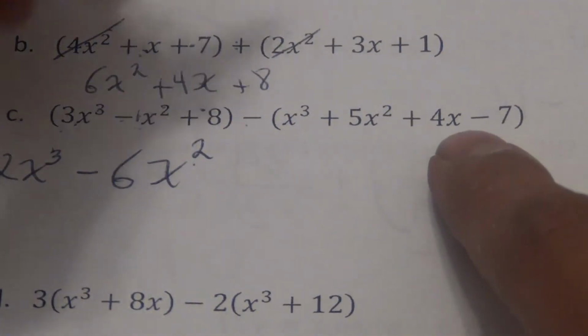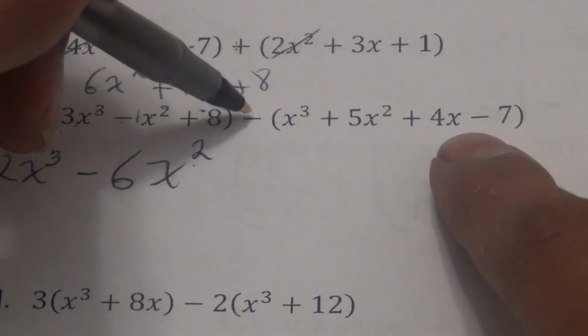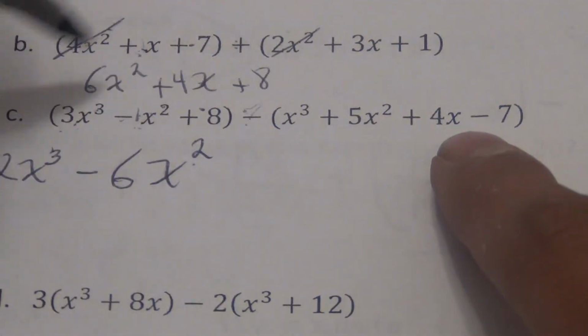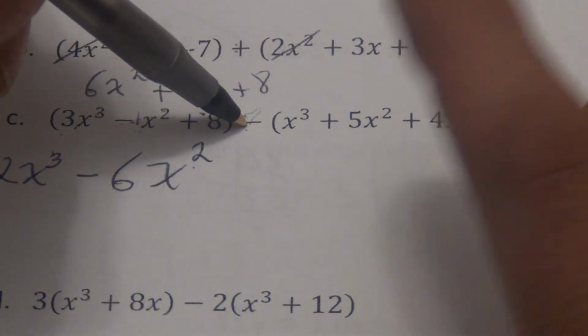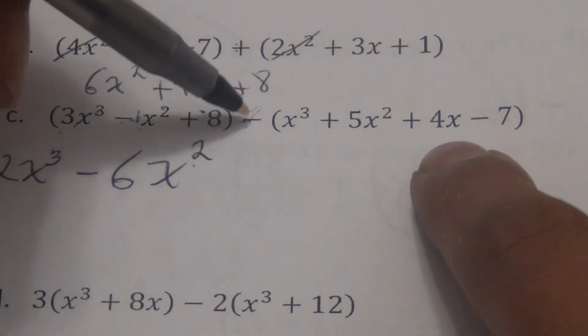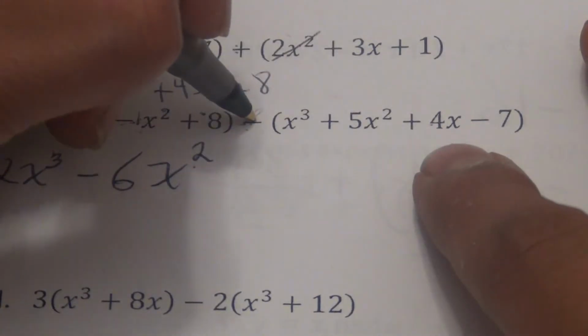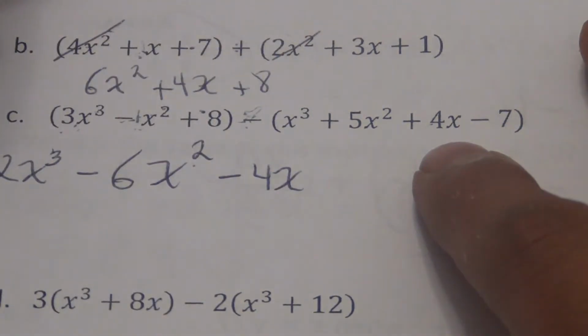But remember something. You have a subtraction sign here, and subtraction is also distributive. Remember how we read it: negative 1 minus 5. But then again, we have a 4x, but we have a minus sign here. So the minus multiplies the 4x. Negative times positive is negative. So we have minus 4x, right?